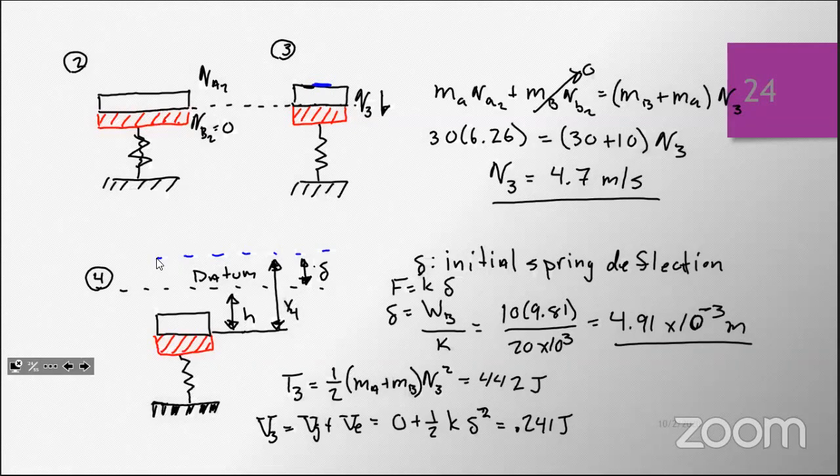Okay. So we've got all of our energy for state 3. We can do the same thing for state 4. If you're looking at state 4, what we're trying to solve for here is h, because we know we've moved some total distance x4. We know that this was preloaded by delta. But h is the distance from the datum to where I moved now.